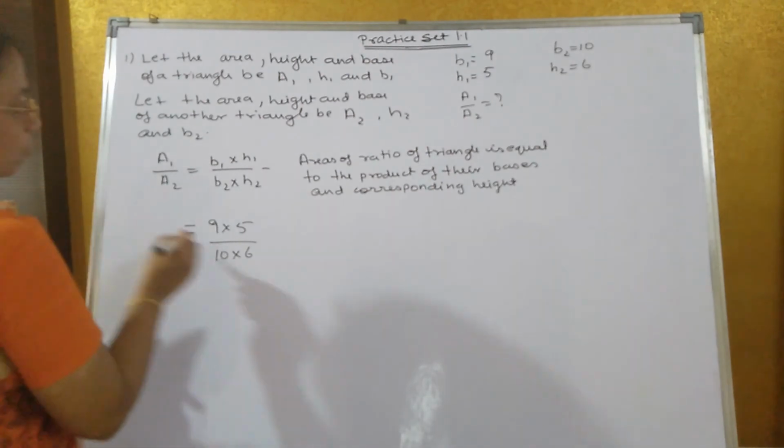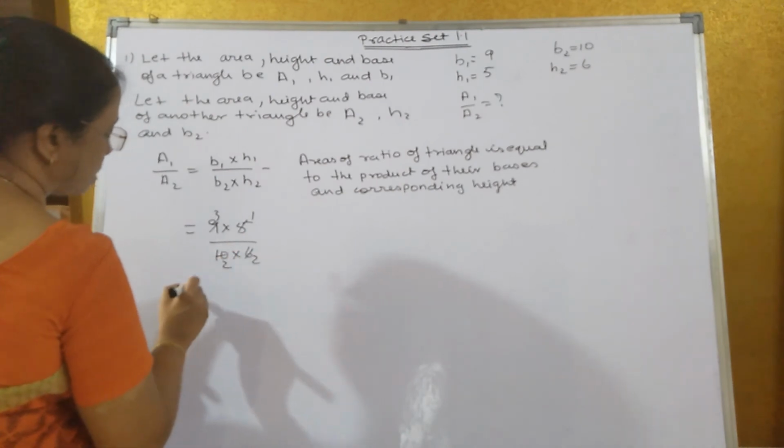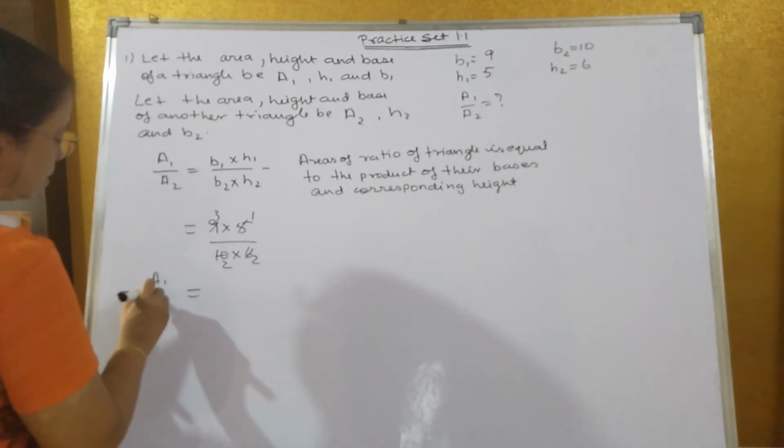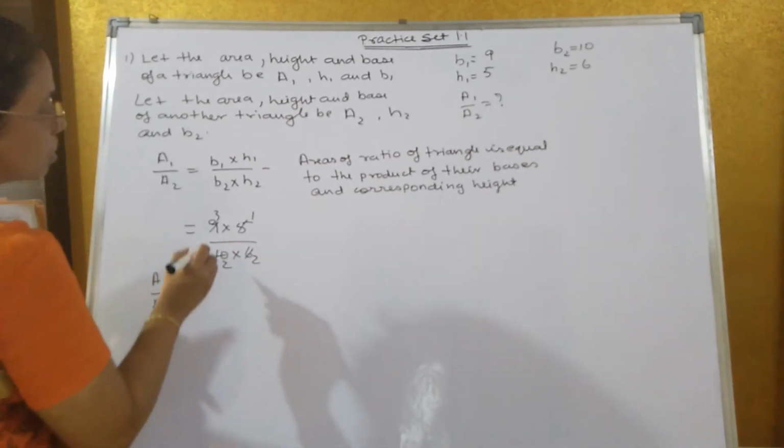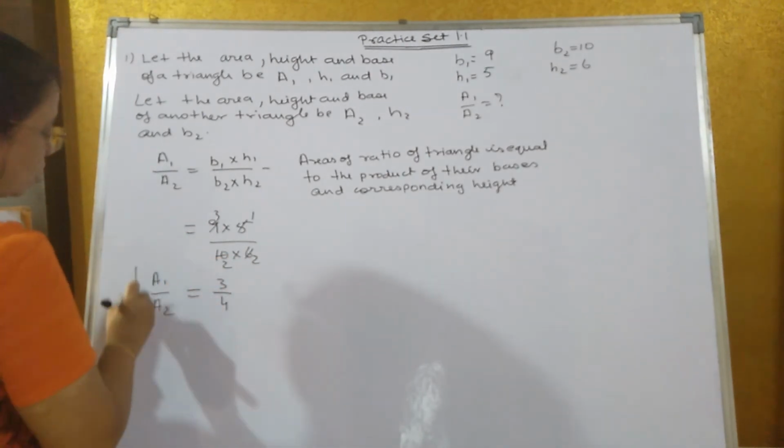When you cancel it, what do you get? 3 2s are, 3 3s are, 5 1s are, 5 2s are. So A1 upon A2 is equal to how much? 3 upon 4. So that is your answer.